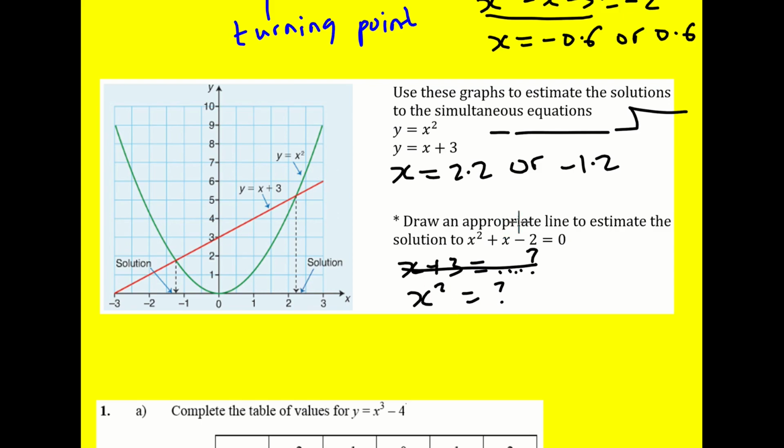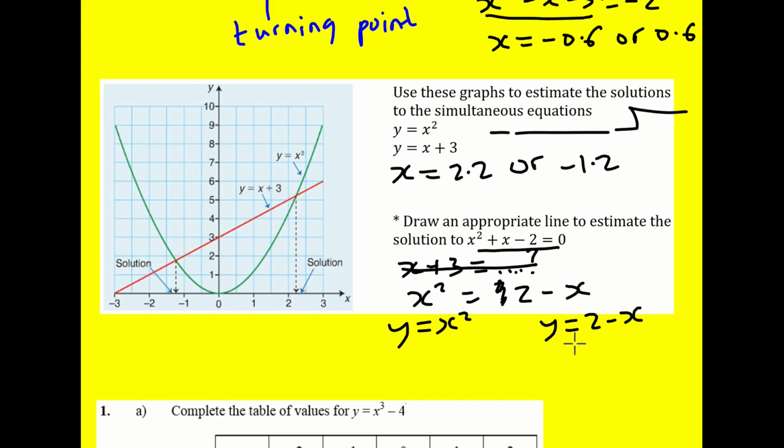How can I somehow rearrange this to x squared equals? Well, I can add 2 to both sides, and I can minus x from both sides. So I've turned the equation I'm trying to solve into this, which is now the solution of y equals x squared and y equals 2 minus x. Okay, definitely the trickiest one.